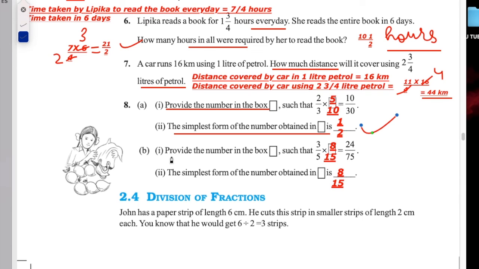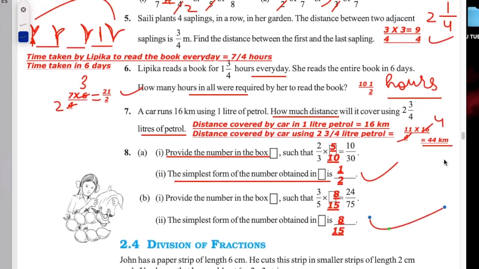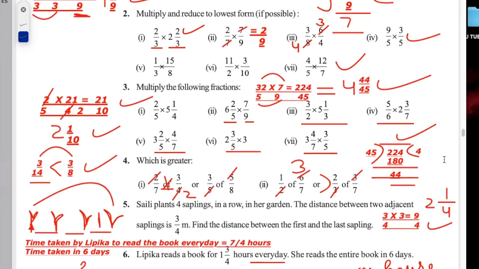B part, first question. Provide the number in the box such that 3 by 5 is equal to 24 by 75. So you can do it. 3 multiply by what will you get 24? 8. 5 multiply by what will you get 75? 15. So the answer will be 8 by 15. And the simplest form of the number obtained, 8 by 15, is 8 by 15 only, because they have only common factor 1.